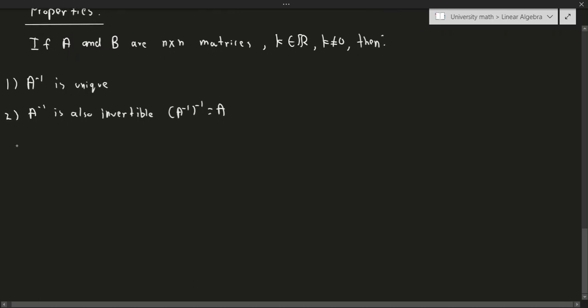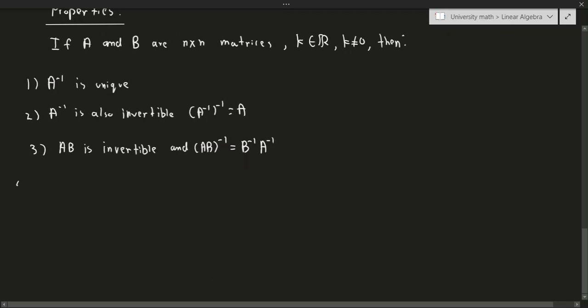The next one is similar to transposes. AB is invertible if, of course, they're of suitable size, which they are. So, AB is invertible, and AB to the power of negative 1 is equal to B to the negative 1, A to the power of negative 1. So just like transposes, we switch the order when we take the inverse.